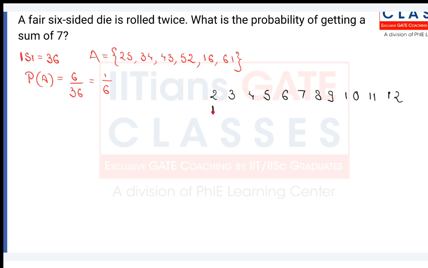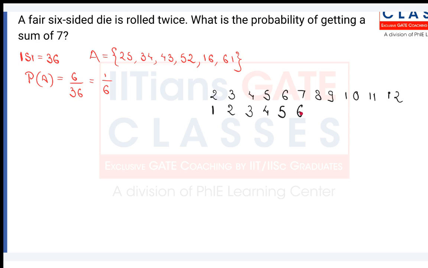So there are 2 outcomes. For 4, it is 1, 3, 3, 1, and 2, 2. So 3 outcomes. For 5, it is 1, 4, 4, 1, 2, 3, 3, 2. So there are 4 outcomes. For 6, it is 1, 5, 5, 1, 2, 4, 4, 2, 3, 3. So there are 5 outcomes. For 7, it is 1, 6, 6, 1, 2, 5, 5, 2, 3, 4, 4, 3. Right? So there are 6 outcomes.